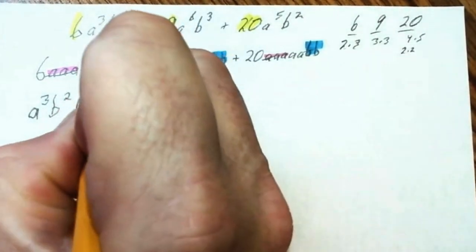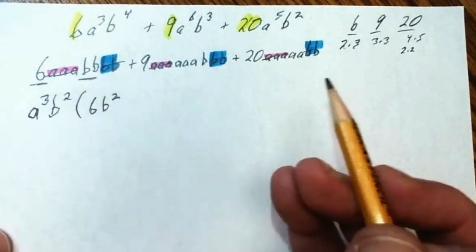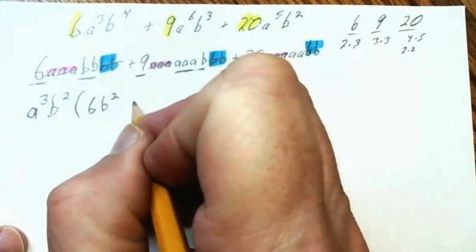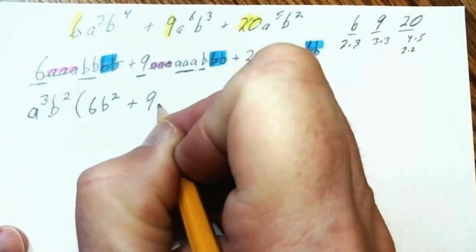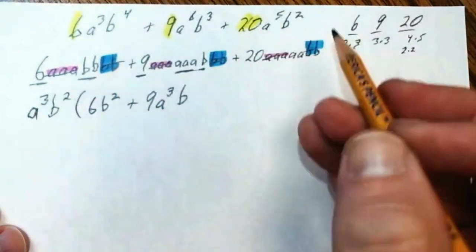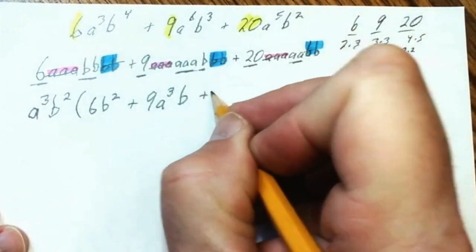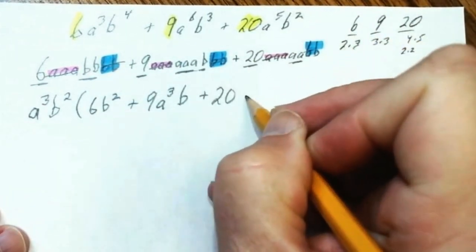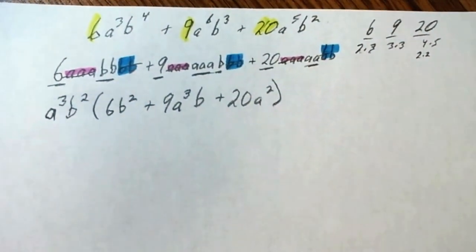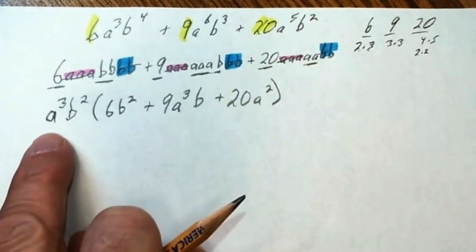We have 6B squared. That's all that's left in the first term. The second term, we got a 9, 3 A's, and 1 B. So 9A to the 3rd B. And then we have 20, 2 A's, and no B's at all. 20A squared. So that is the greatest common factor. This is factoring out the greatest common factor.